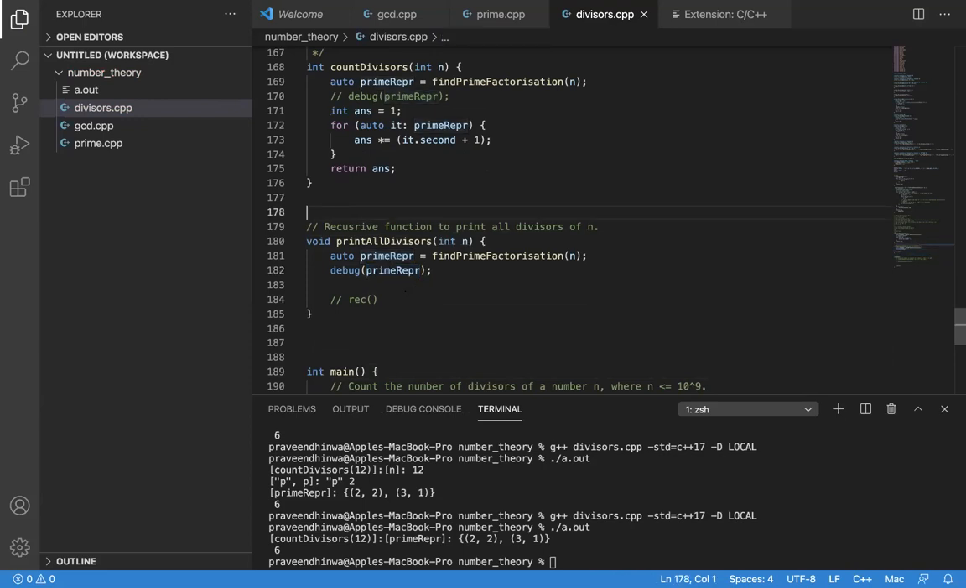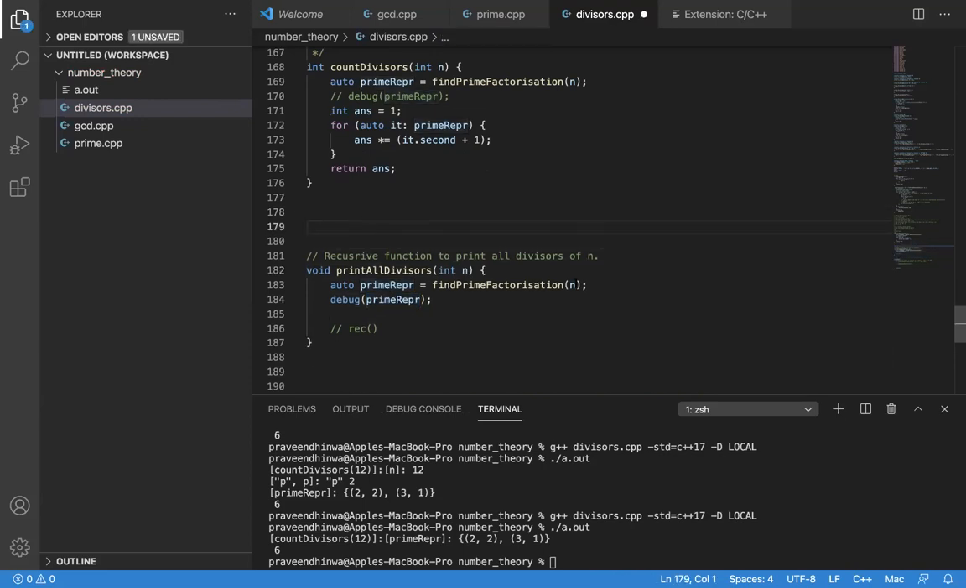So now I have to write a recursive implementation. So this is p1 power e1 times p2 power e2 and so on and so forth. Now what should I do? I will select the first prime power from 0 to e1, then from 0 to e2, from 0 to e3 and so on. And I will generate a number that I will call my divisor. So let's call recursion.